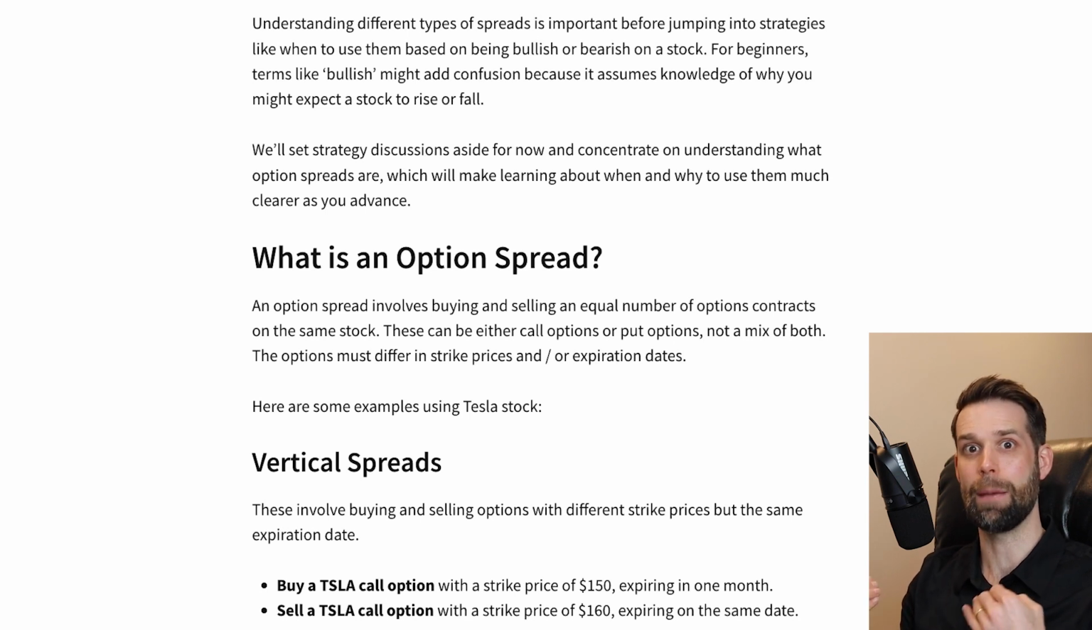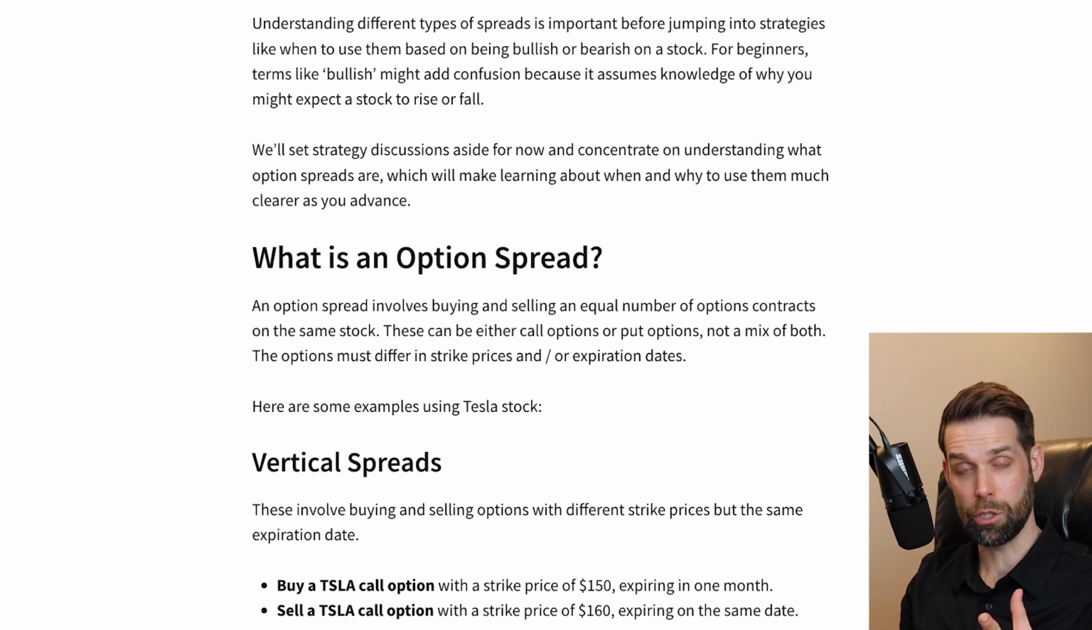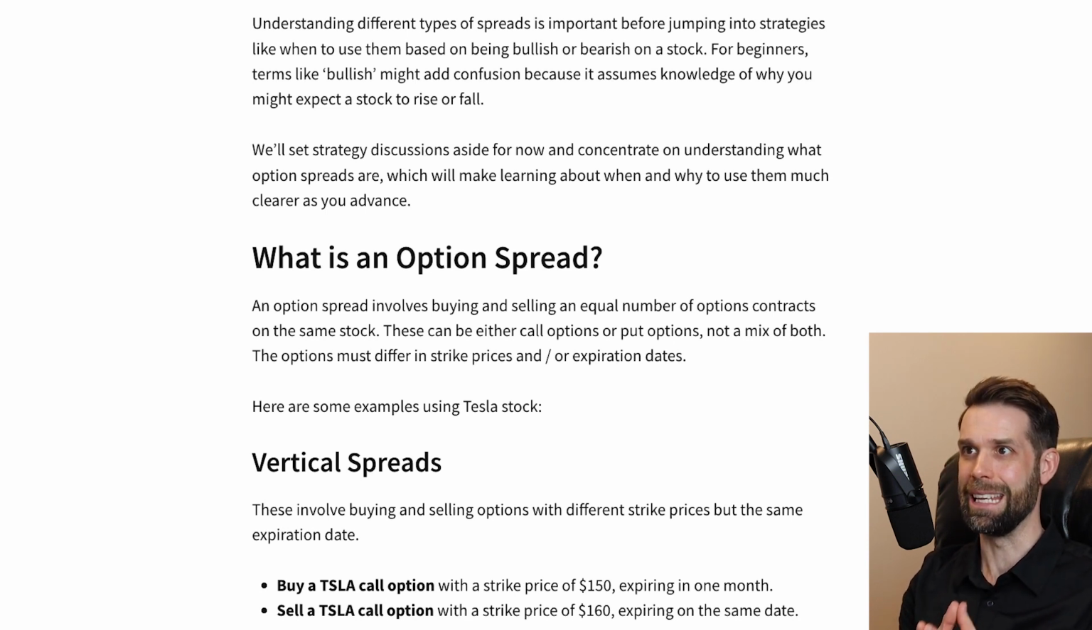So for me, I like to just step back and firstly understand exactly what is an option spread, what are the different types, and then later we can talk more about when you would maybe want to use a particular spread. So here we just want to talk about the definitions and what they are, and then we'll run through an example.